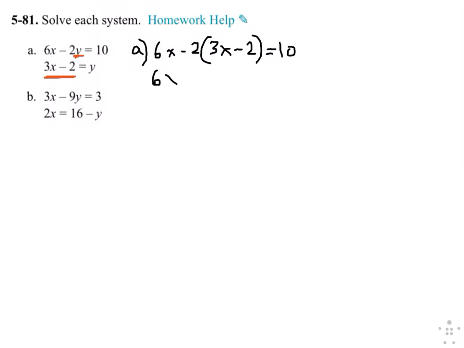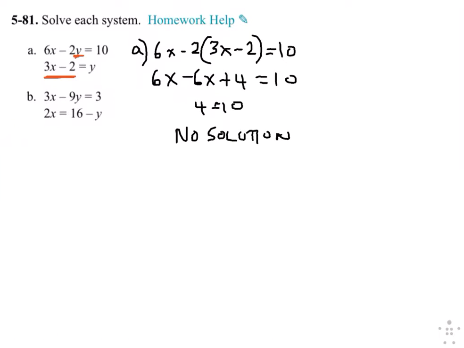So now we distribute: 6x minus 6x plus 4, right? Negative 2 times negative 2 is plus 4 equals 10. Then I have 4 equals 10, right? And I ask myself, when does 4 equal 10? Never, so there's no solution to the first system of equations.